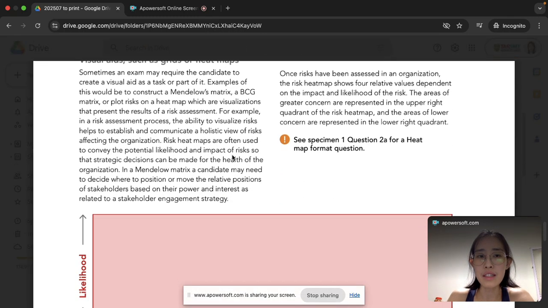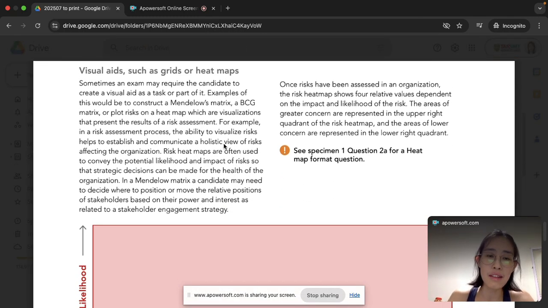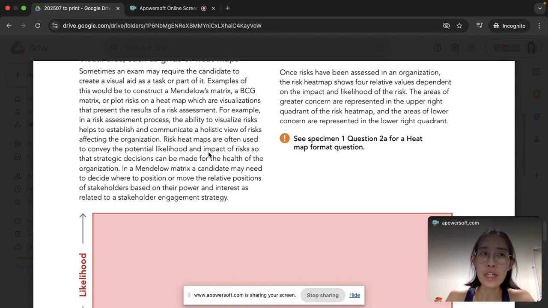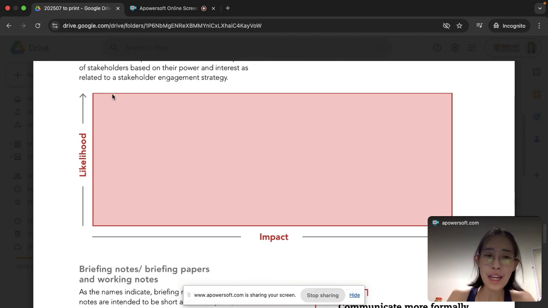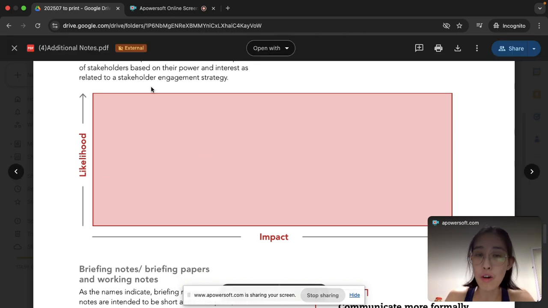I would say, if you ask me, that this is less likely, because in CBE it is not possible, or it is less possible, to get students to actually draw the grid or draw the matrix. So unless they actually provide you a matrix and just ask you to label something, that is possible. Or else there is not a high possibility of asking candidates to draw the matrix, right?